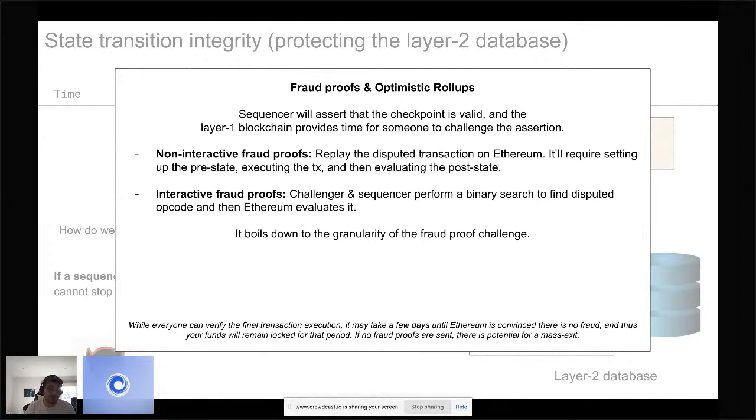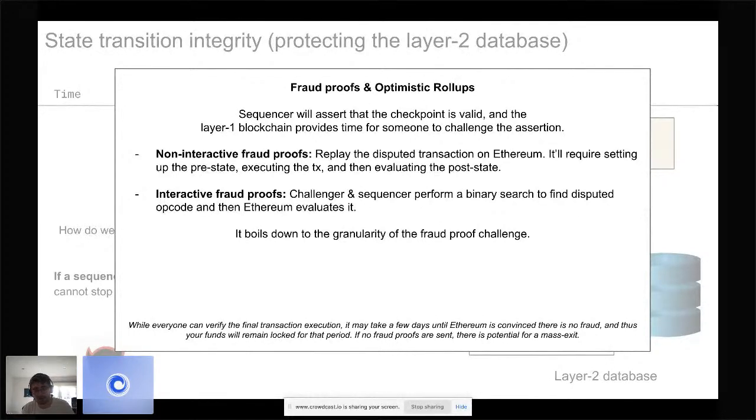And it's really cool actually that they've both gone down different routes in how they implement these fraud proofs. But the real difference is just how granular the fraud proof challenge is. The non-interactive approach is at the transaction level. The interactive approach is at the opcode level. And that's basically the really cool insight for those fraud proofs.